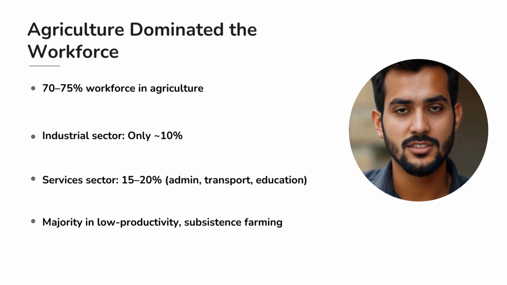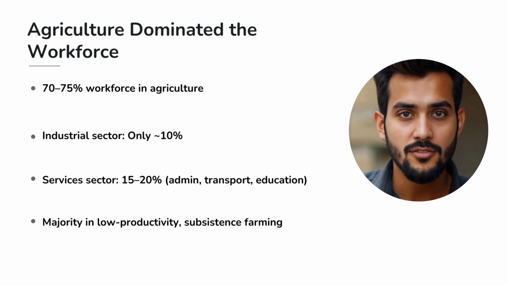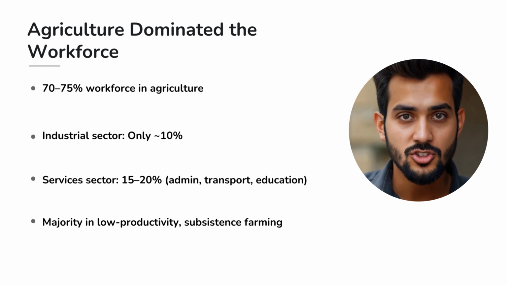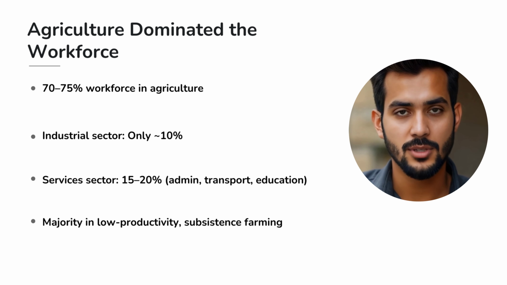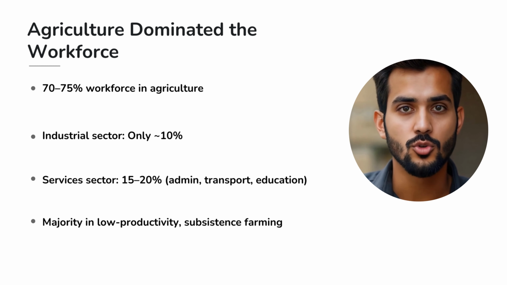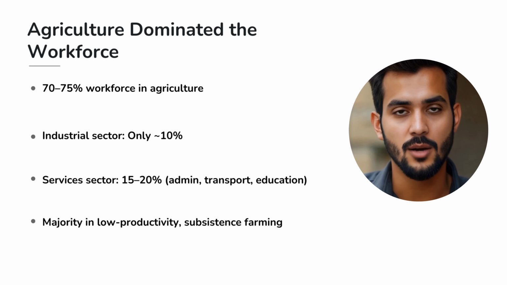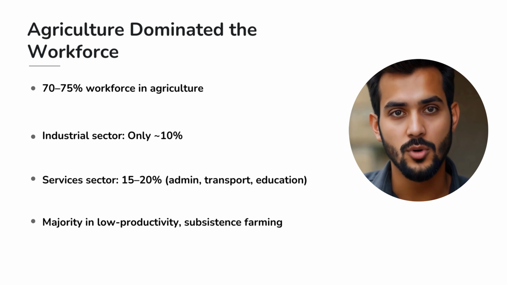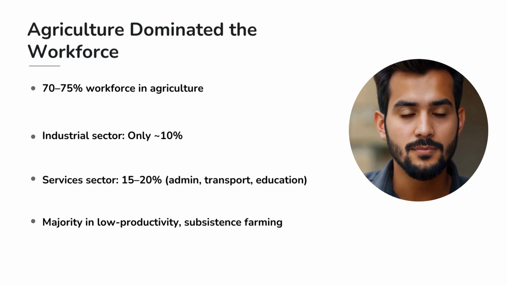Here are the numbers. 70 to 75% of the Indian workforce was engaged in agriculture. That means almost 3 out of every 4 Indians worked on farms or in related activities. The industrial sector employed only about 10%. The services sector, administration, transport, education, had about 15 to 20%. These numbers clearly show a skewed structure where the majority of people worked in low productivity, subsistence farming.